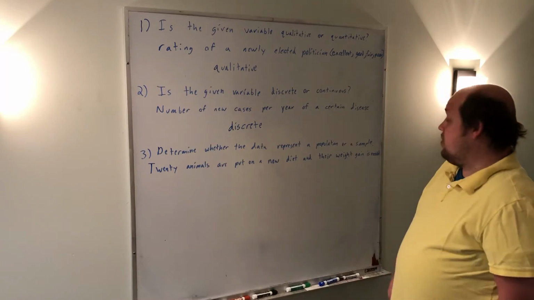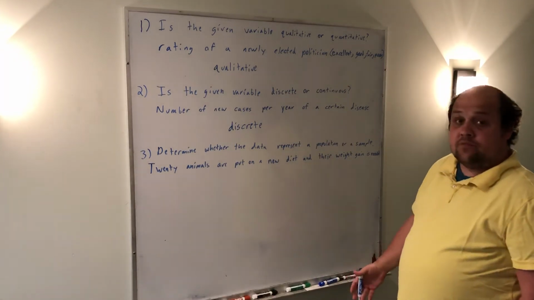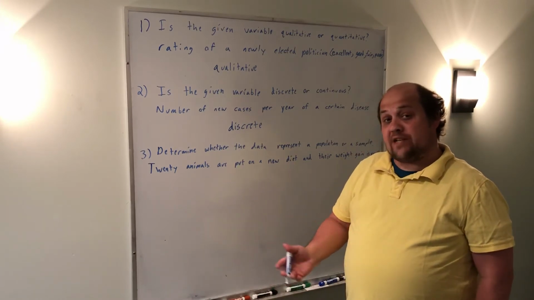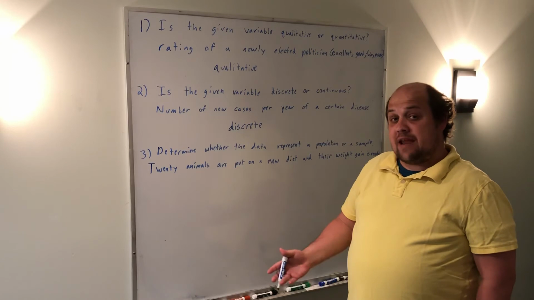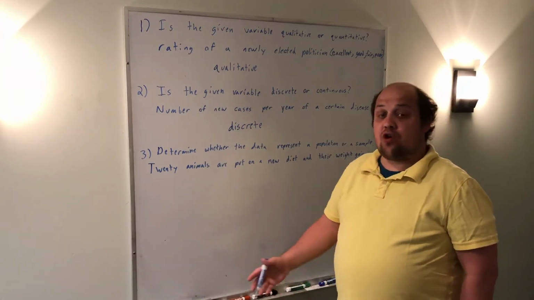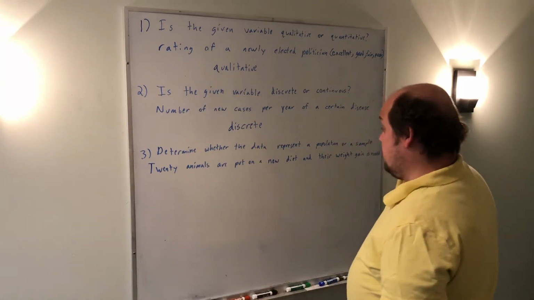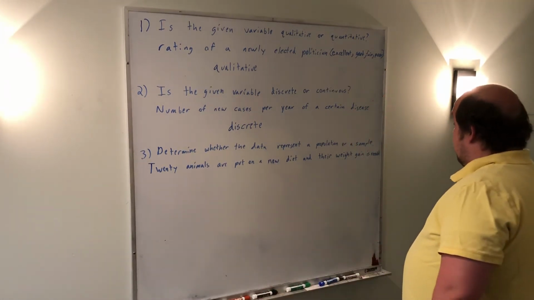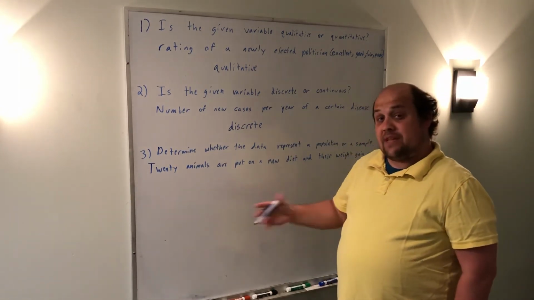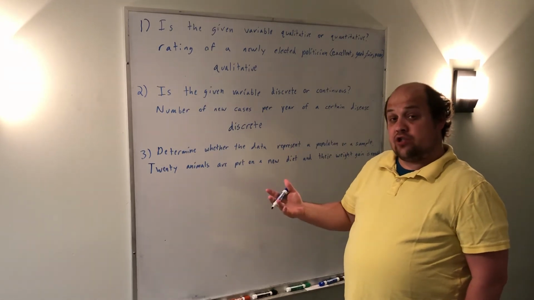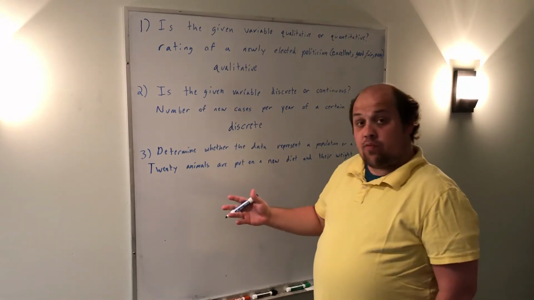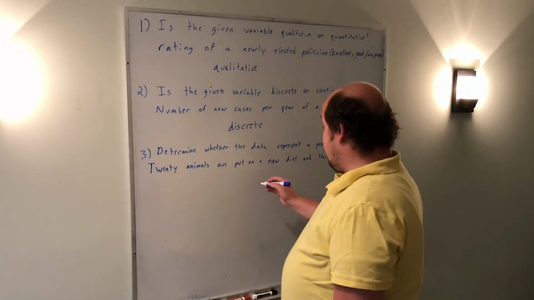Determine whether the data represent a population or a sample. Remember, the distinction here is a population is everybody the researcher would want to study if they could study everybody. A sample is a smaller group from the larger population that the researcher does study to draw conclusions about the larger population. 20 animals are put on a new diet and their weight gain is recorded. They chose 20 animals here, but the assumption is that they're trying to make larger conclusions about what this new diet would do to all animals. So really, the 20 animals don't represent the whole population they're studying, they represent the sample.